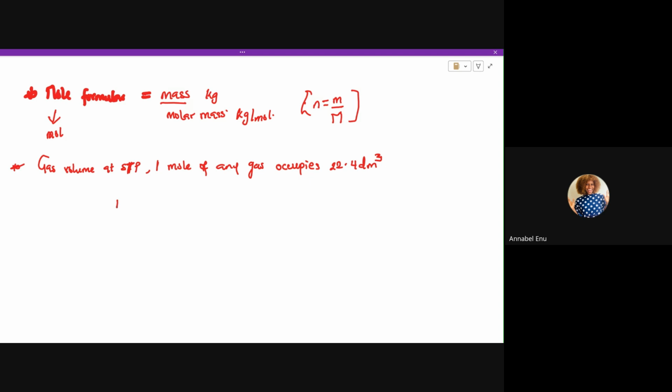And so we have the formula: moles is equal to gas volume divided by the standard 22.4. And so the volume of a gas is equal to number of moles, which is small n, times 22.4. Not divided by, sorry, times 22.4. Number of moles times 22.4.